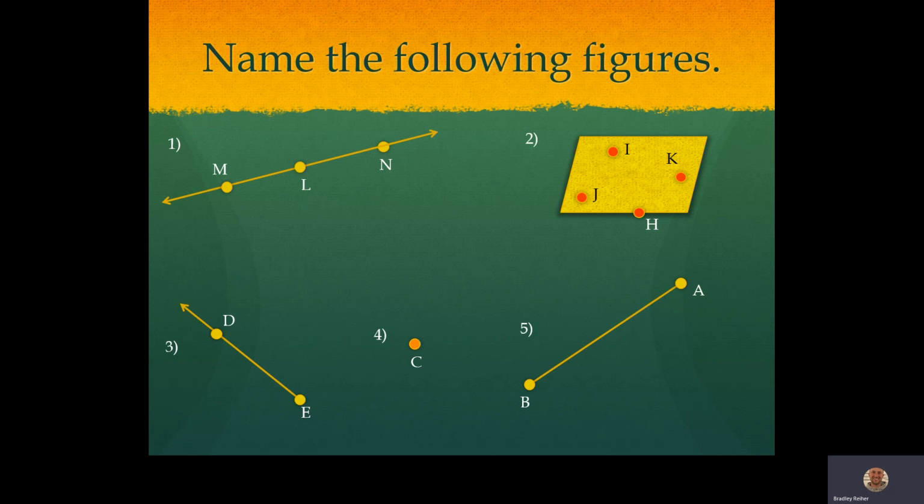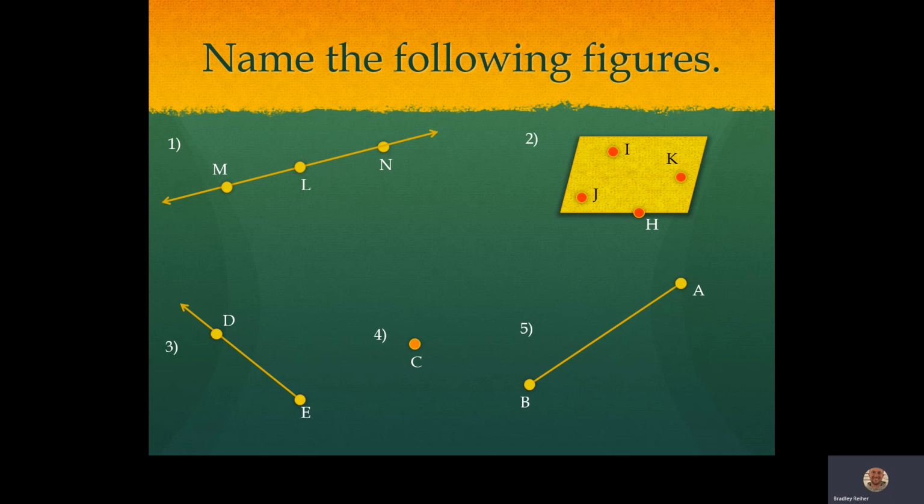Now remember, that is not the only correct answer. You could have named it line LM. You're allowed to reverse the letters when you name a line. You could have named it line MN, using a different point, or reversing the letters, line NM. Line LN is also acceptable, as well as line NL. So a lot of different possibilities there. There is no one correct answer.